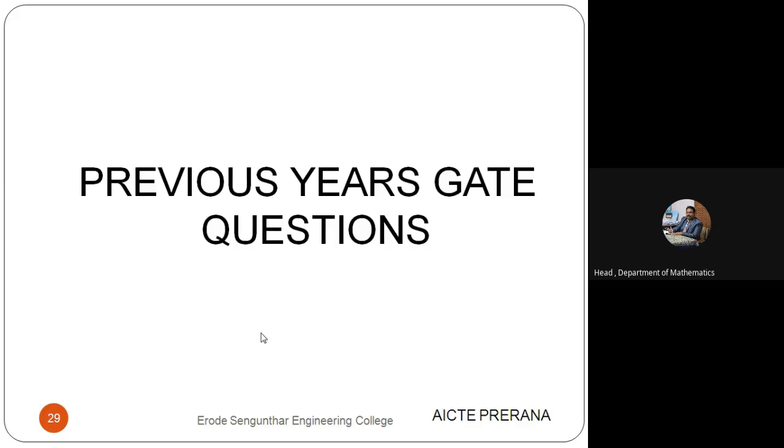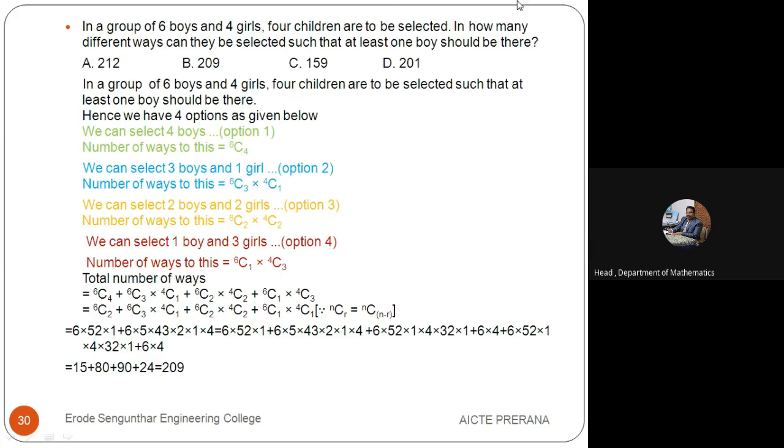Now we see GATE questions asked in previous years. The first question is, in a group of 6 boys and 4 girls, 4 children are to be selected. In how many different ways can they be selected such that at least one boy should be there? Okay, this is a selection process. Therefore, we have to apply combination. Whenever in problems the selection comes, we have to apply combination.